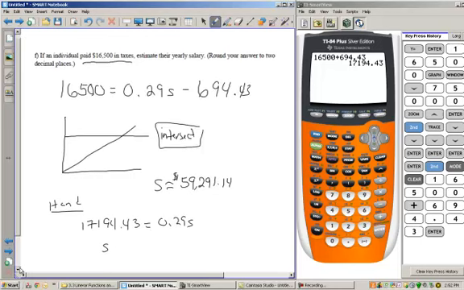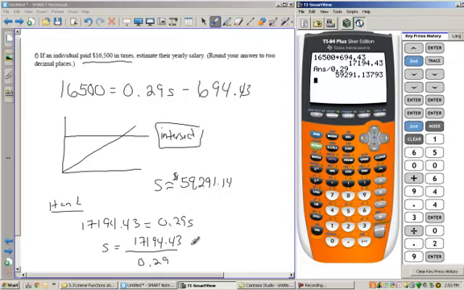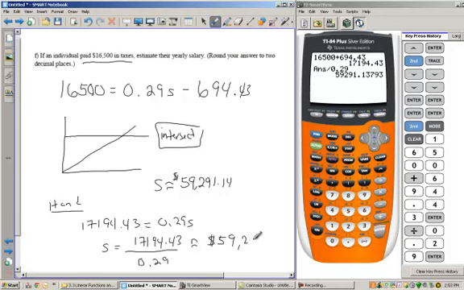So my S will turn out to equal 17,194.43, all divided by 0.29. And again, you can do that on here by just hitting divide. So it takes the last answer, and we'll divide it by 0.29, and we'll get out exactly the same answer. So approximately $59,291.14. So you can do it either way, whichever way you like best.